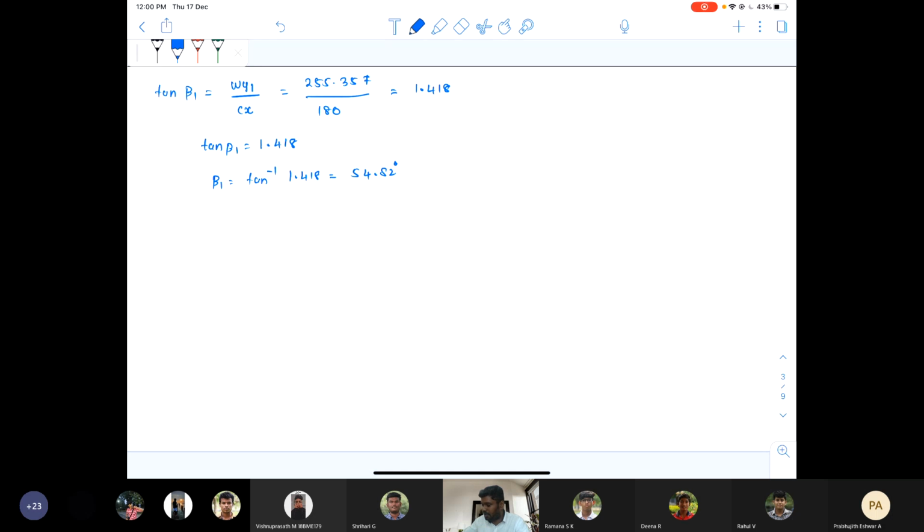That is, we have taken tan beta 1 is equal to wy1 divided by cx from the velocity triangle, and we have substituted the value of wy1 as 255.357 and the value of cx is 180, and on calculation you will be getting 1.418. This tan beta 1 is equal to 1.418, and beta 1 is equal to tan inverse of 1.418, which gives the value of 54.82 degree. Okay, this is how we have attained the value of beta 1.